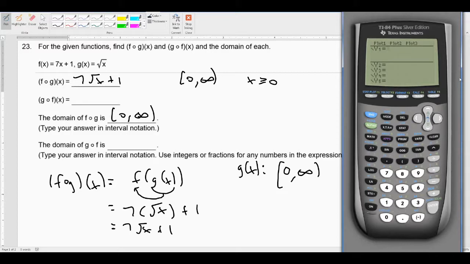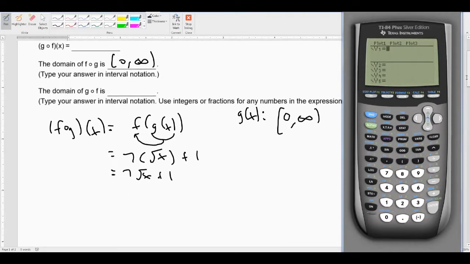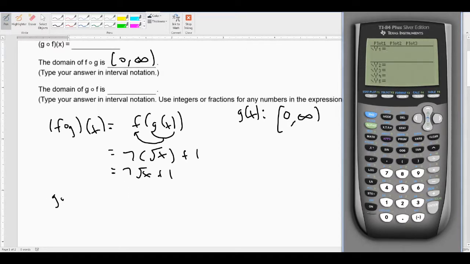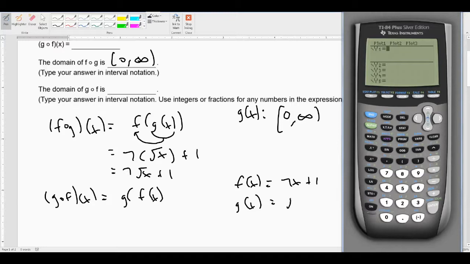Now we're going to go the other direction. We're going to do g of f of x. Using the same reasoning, I'm going to write down my two functions again. f of x is 7x plus 1, and g of x is the square root of x. Let's just make sure.